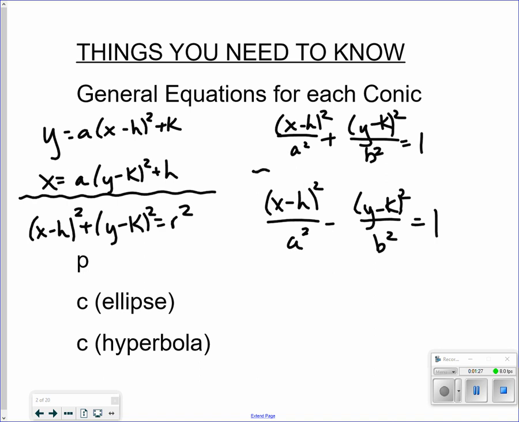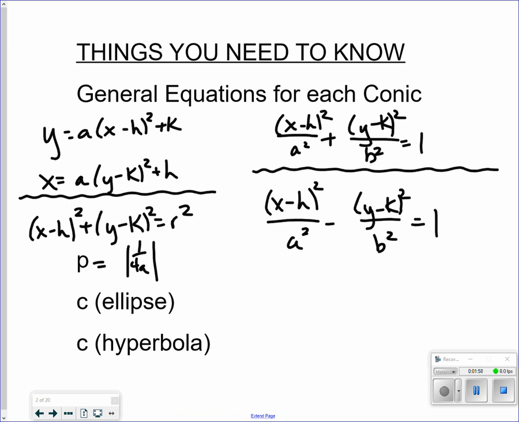It's good to know, and we will have some questions where things will already be in this form. And then there's going to be some questions in which you'll have to put it in this form in order to find the center and answer all the questions. P in a parabola is the absolute value of 1 over 4a. So if you're trying to find the distance from the vertex to the directrix, or the distance from the vertex to the focus point, you'll need to know P.